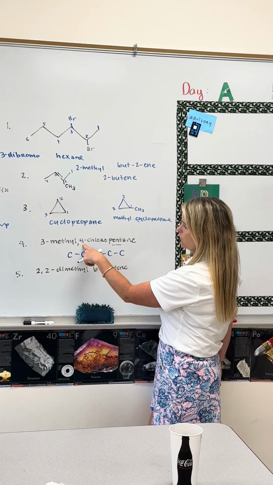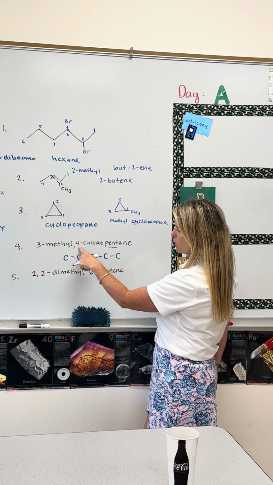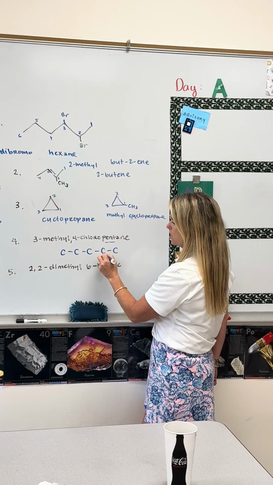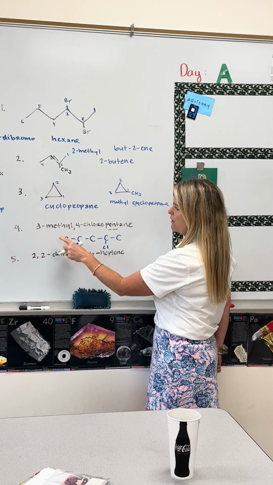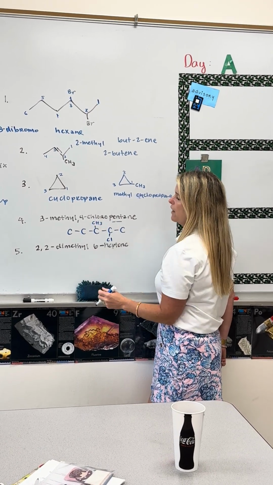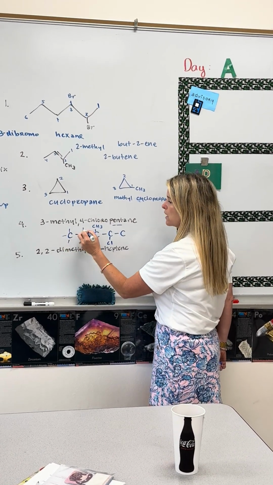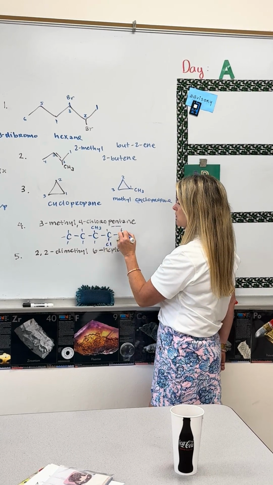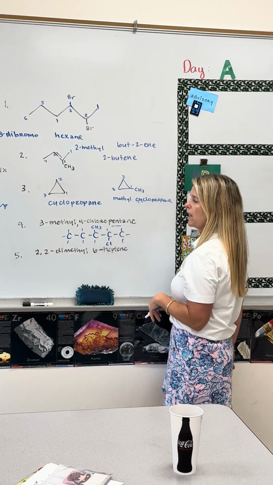It's telling us there's a chloro at 4. So 1, 2, 3, 4. There's a chloro here, and then there's a methyl on the 3. So 1, 2, 3. We'll put a methyl here. And then it's implied, but you could put that these guys are hydrogens here. That's what that kind of indicates. If you don't put that, it's not the end of the world.